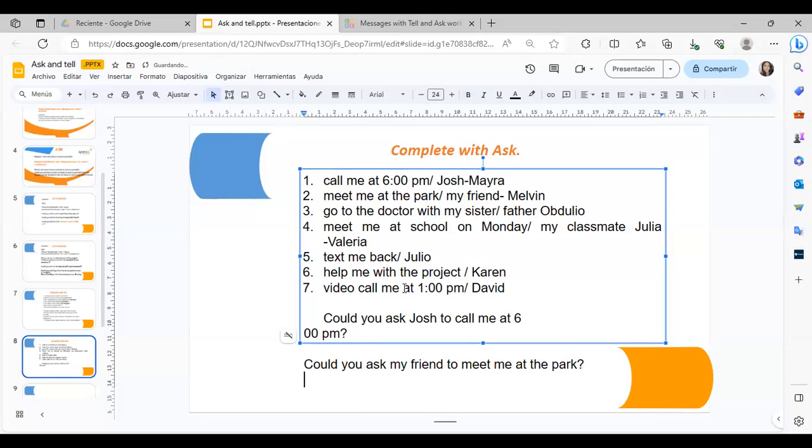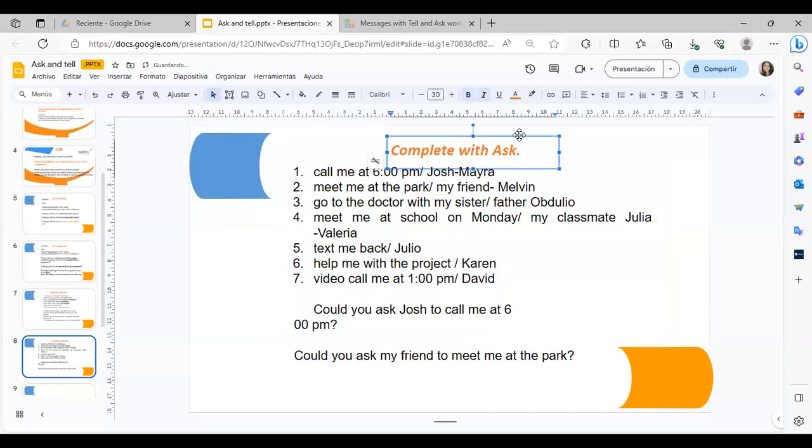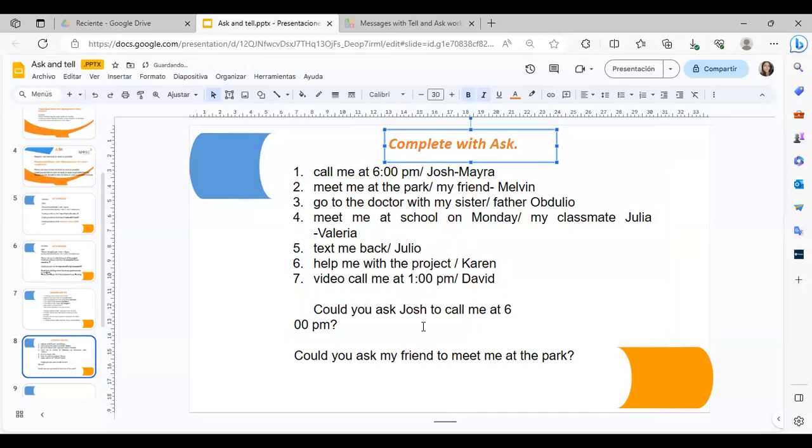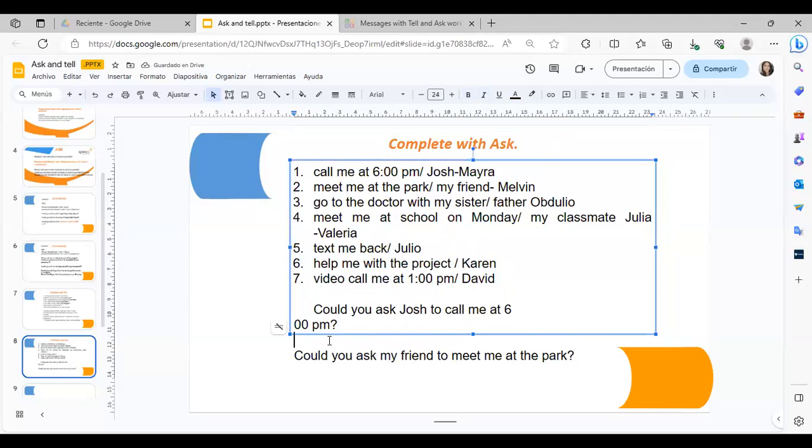What about the other one? Go to the doctor with my sister and father. Let's see, how could it be the other, guys? We can say, please ask my father to go to the doctor with my sister. Yeah, that is correct. Thank you.